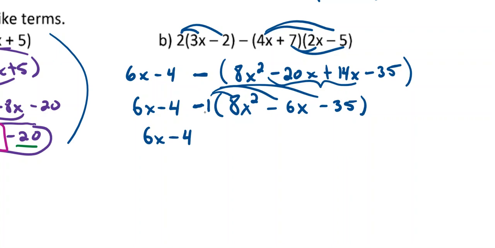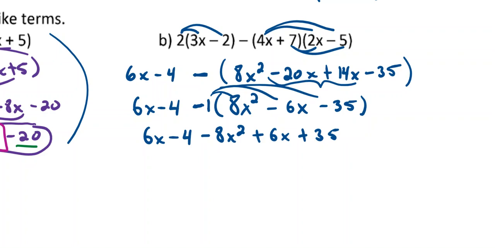And then negative 1 times 8 would be negative 8x squared. And then negative 1 times negative 6x would become positive 6x. And then this would become positive 35. Okay, now let's just collect our like terms. And remember that typically we like to have our highest degree, so this one here would be out front.